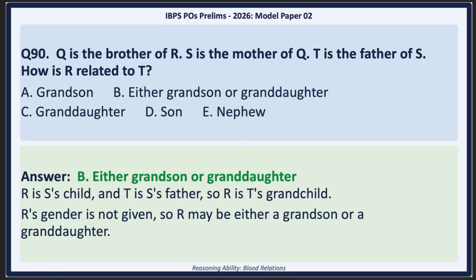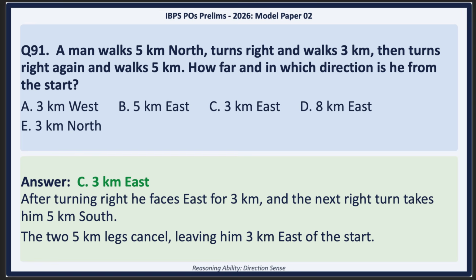Got it. Okay, we transition from family trees to physical space with direction sense in question 91. A man walks 5 kilometers north, turns right, and walks 3 kilometers, turns right again, and walks 5 kilometers. Where is he relative to the start? So he goes north 5, east 3, south 5. The north and south movements perfectly cancel each other out, leaving him exactly 3 kilometers east of his starting point.